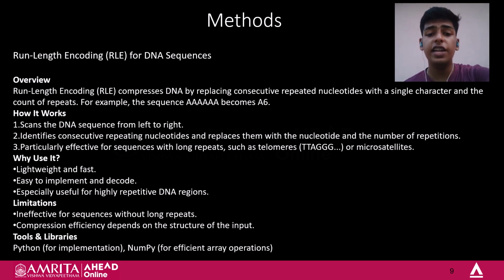It works by identifying repeated nucleotides and replacing them with a single character followed by the number of repetitions. So, for instance, if the sequence is AAAAAA, it becomes A6. The algorithm scans the DNA sequence from left to right, and whenever it encounters a run of the same nucleotide, it compresses that stretch into a more compact form.